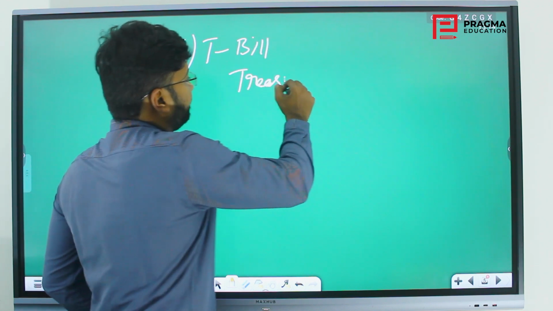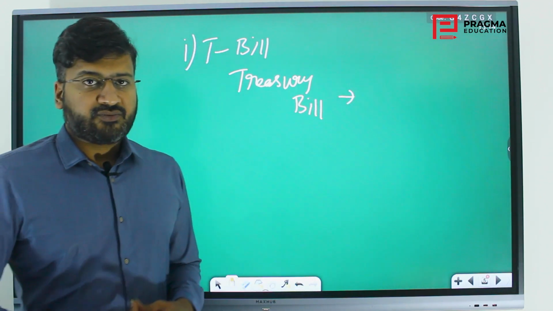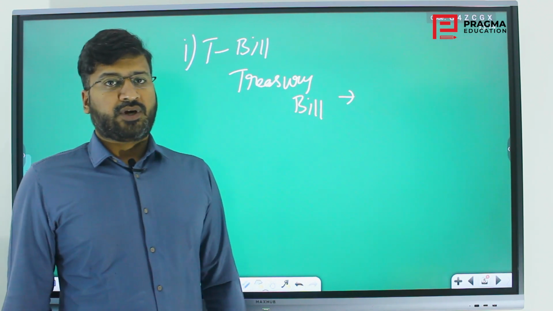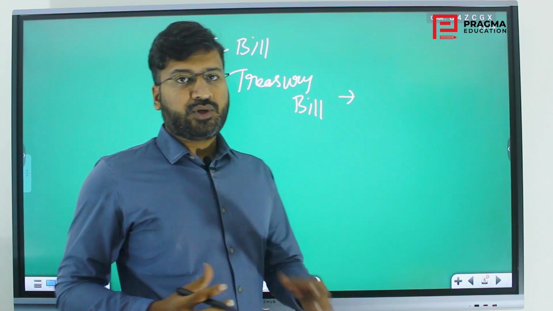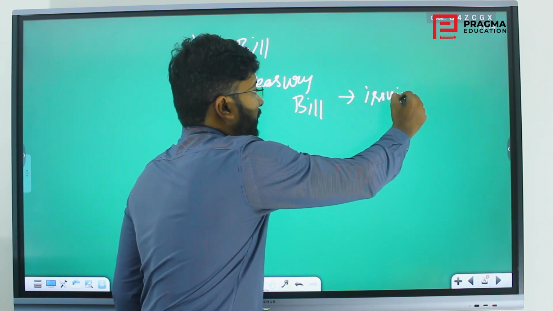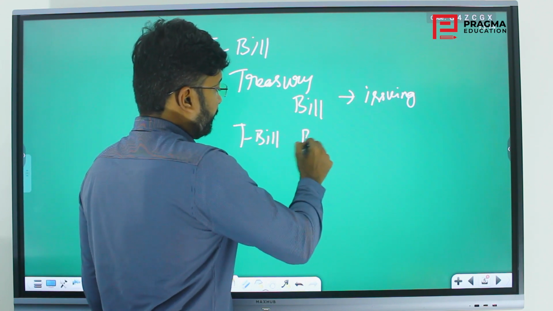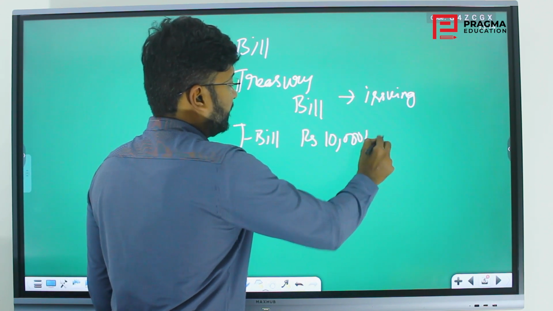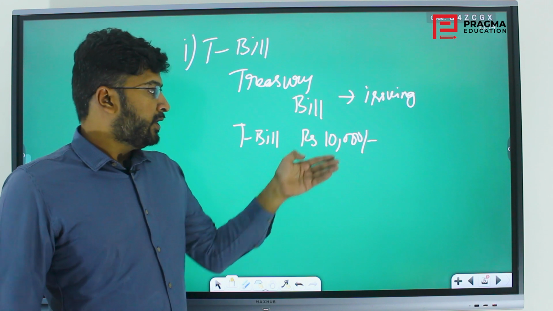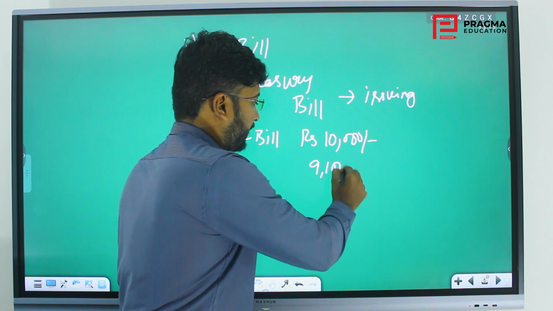It is basically a treasury bill. Means what will happen is, when the government needs money to run their day-to-day businesses and fulfill their day-to-day requirements, what they will do is they will try to get it from the public itself. How? By issuing treasury bills. Say suppose there is a T-bill worth rupees 10,000 that government is ready to issue and I am there who is ready to buy. So I'll buy this bill and I'll be paying some amount like 9,100.